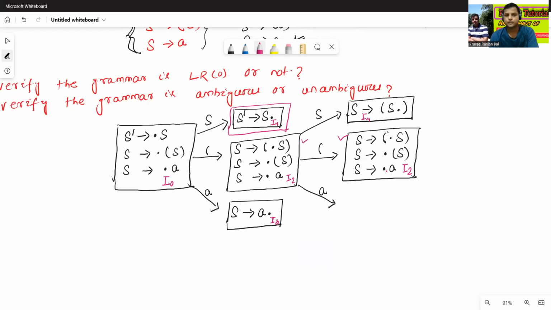Now we'll scan small a, meaning S to A dot. See, this state is also repeated. Repeated means the I3 state. Okay, simply write I3.